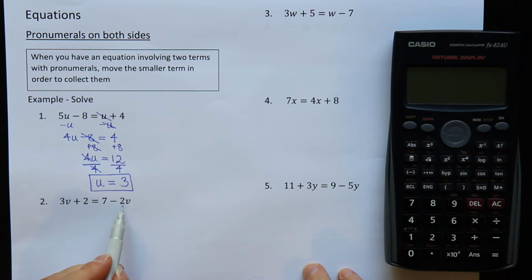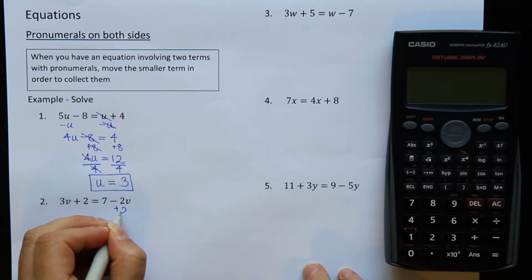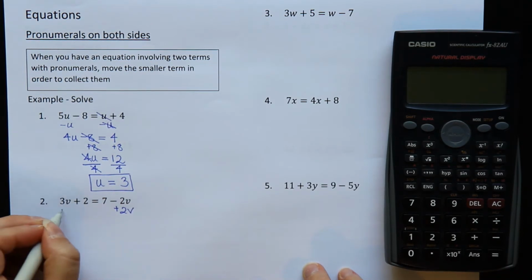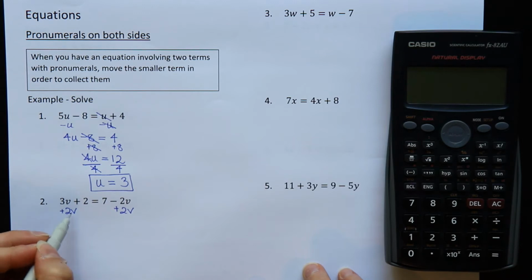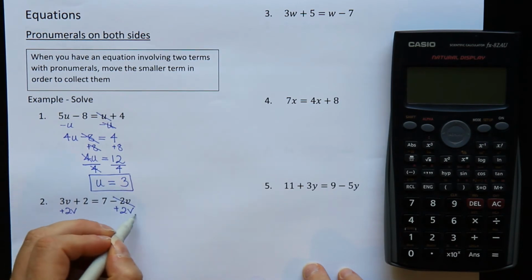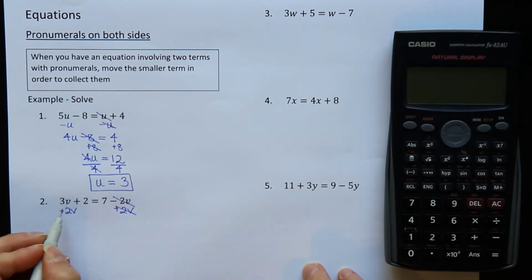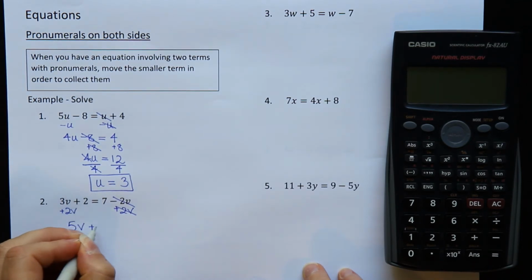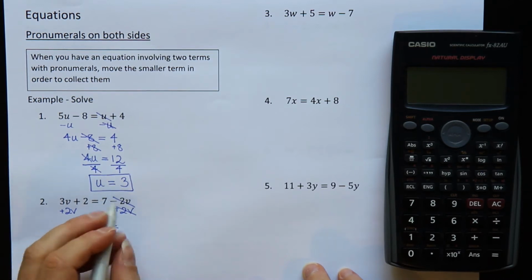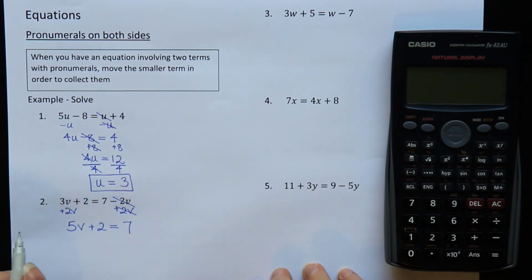To move it, I have to do the inverse. So I will have to add 2v. And on this side as well, add 2v. It's a good idea to put it underneath the other v's that you already have so that you can collect them up. So these ones will cancel away. 3v plus 2v is 5v. I have a plus 2 there, and that's equal to 7.